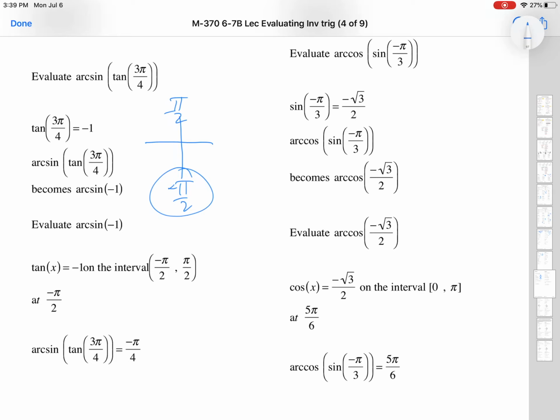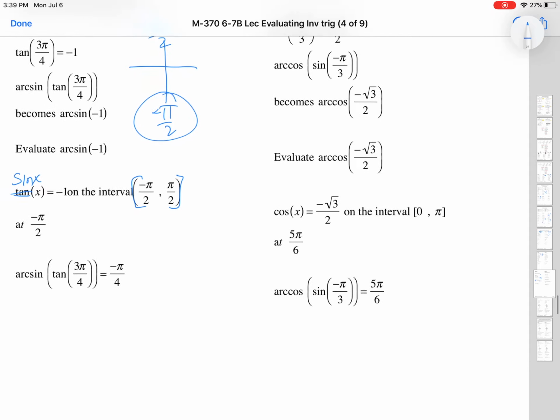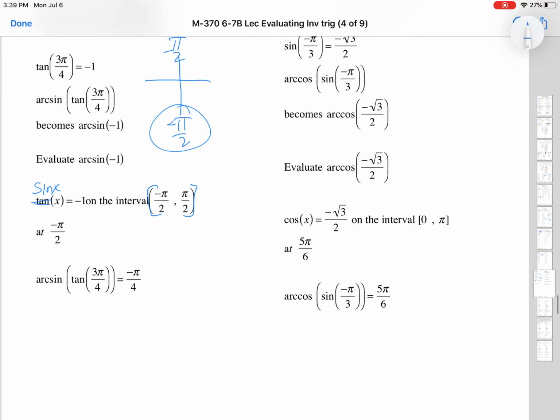Arcsine of -1. So this should be interesting. This should be sine x is equal to -1 on the interval from minus pi over 2 to pi over 2. And what are we getting out of that? We're getting negative pi over 2, and he has a 4 there, so it's super confusing. This is negative pi over 2.